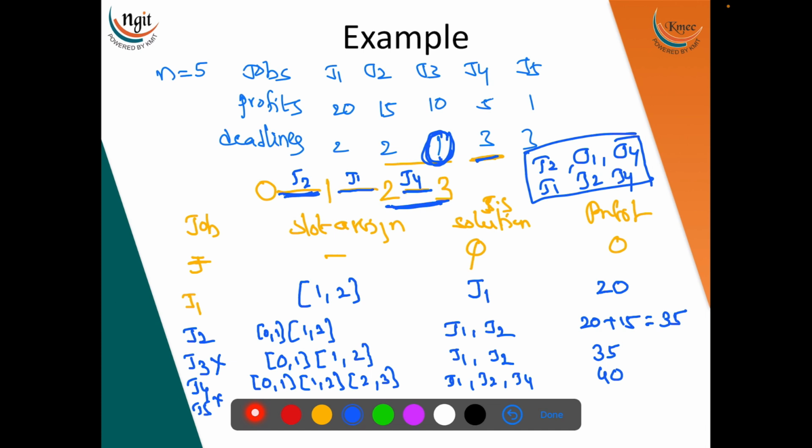When you are asked to write the optimum solution for this problem, whichever gives you the maximum profit value is the optimum solution. That means J1, J2, J4 is the optimum solution of this problem. Thank you all.